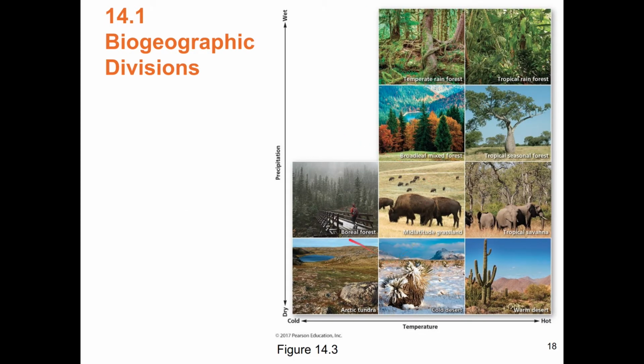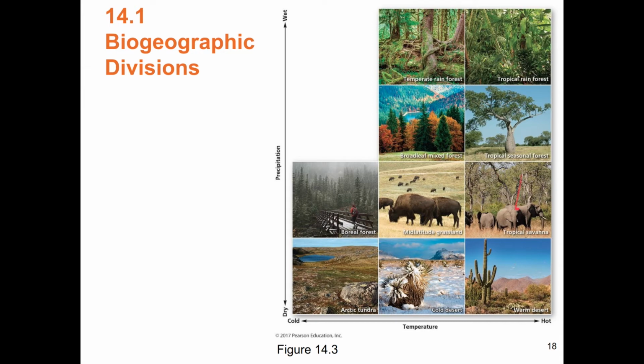These are biogeographic divisions. So we've got down here at the bottom, we've got the scale going from dry to wet and then going from cold to hot. So we've got a 2-axis chart in which we're looking at these different biomes based on their temperature and based on how much rainfall. So we're going from hot and wet with tropical rainforest to cold and dry Arctic tundra. And then in between we have cold desert, hot desert.